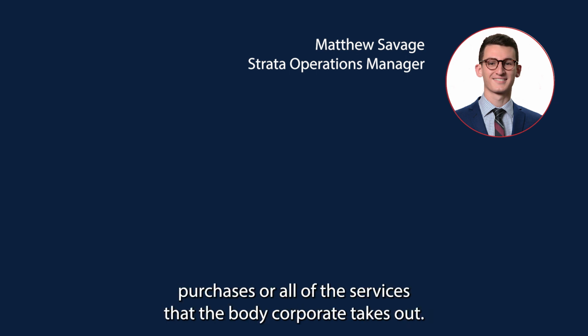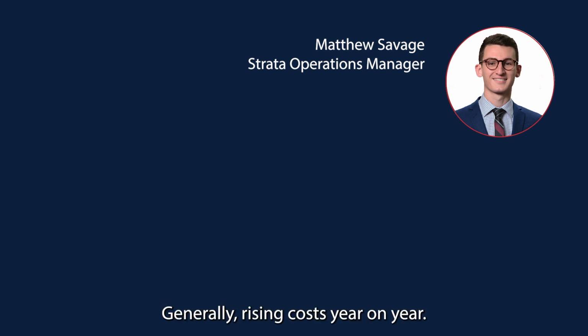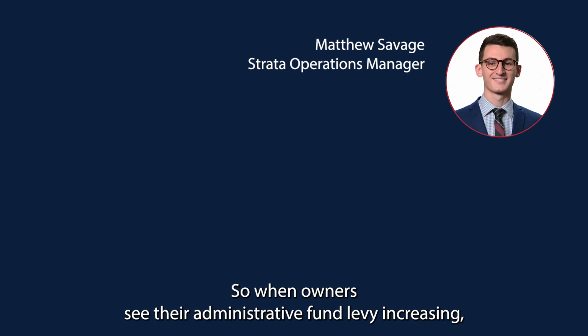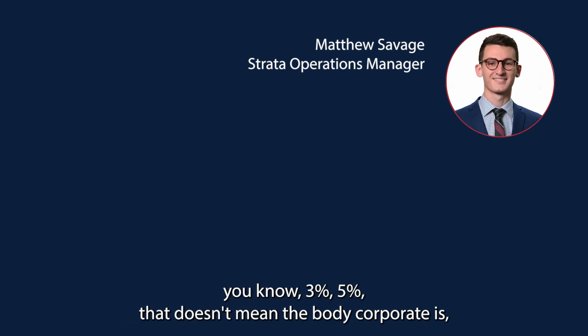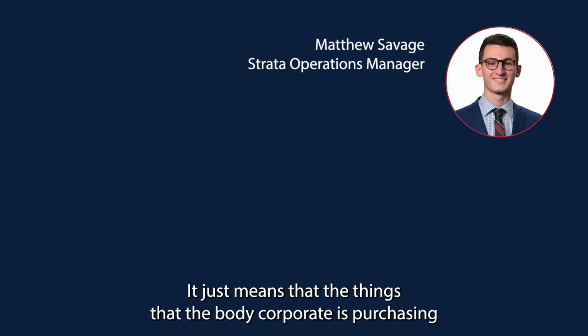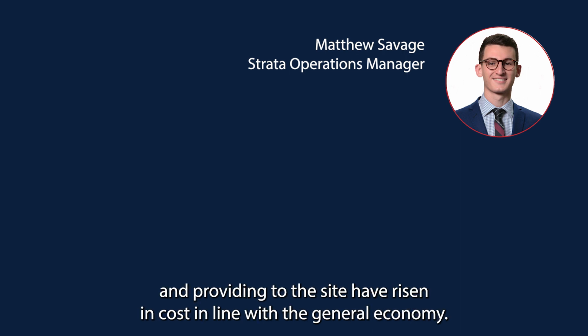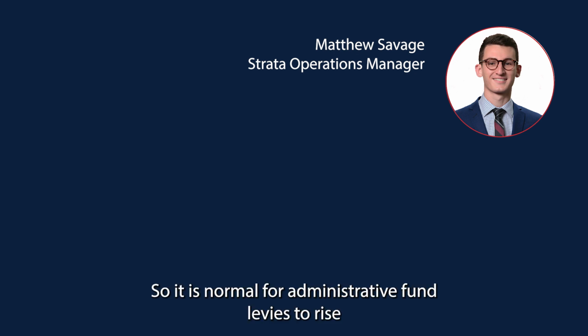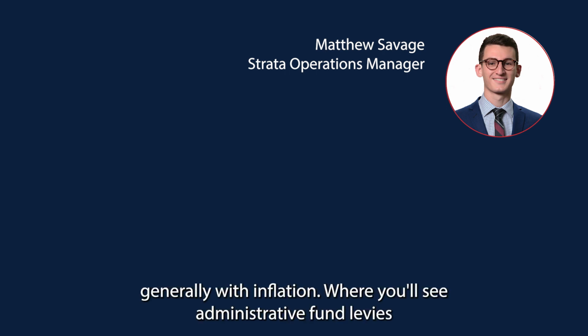So everything the body corporate purchases, or all of the services that the body corporate takes out, generally rise in cost year on year. So when owners see their administrative fund levy increasing, 3%, 5%, that doesn't mean the body corporate is going crazy and wasting their money. It just means that the things that the body corporate is purchasing and providing to the site have risen in cost in line with the general economy. So it is normal for administrative fund levies to rise generally with inflation.